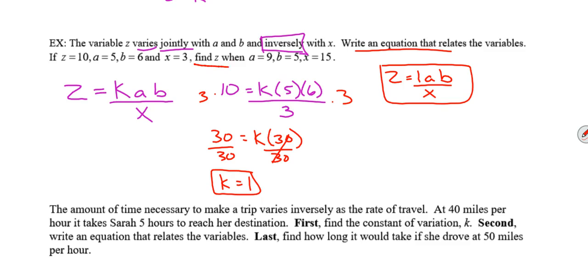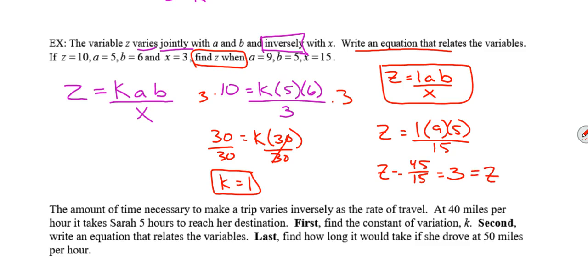Now it says to find z. So z equals 1 times 9 times 5 divided by 15. So z equals 45 over 15, which is 3. And that's the second answer, right? So this is part 1, this is part 2. But I had to find the k first to be able to write part number 1.